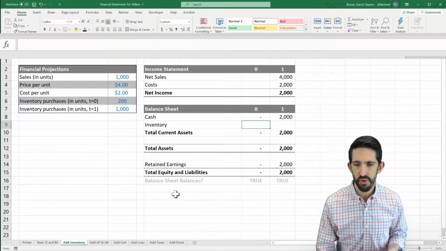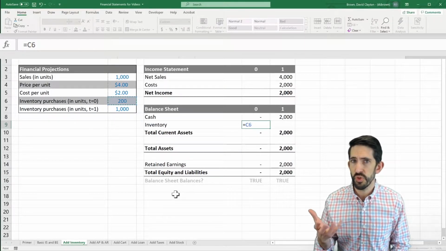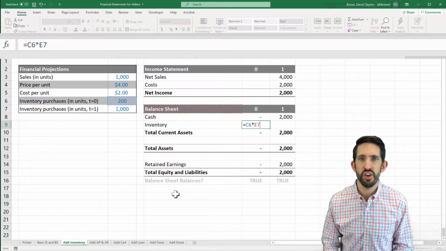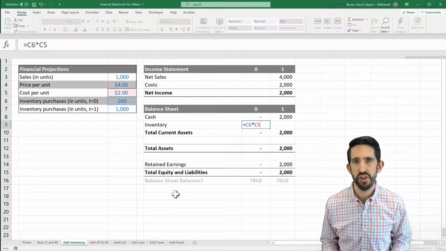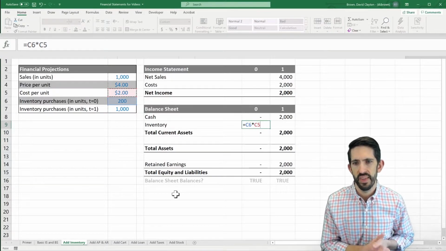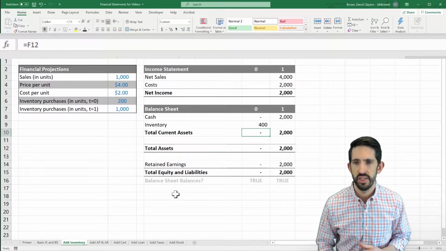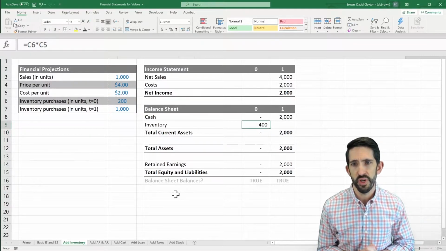So in this case, I'm going to multiply the 200 units we purchase at time 0, when we're starting our business, times the cost of those units. Each costs $2. Notice I'm accounting for this at the cost of the units. And that's really all it is right here. How much do you want to buy, at what price? We now have $400 of inventory.